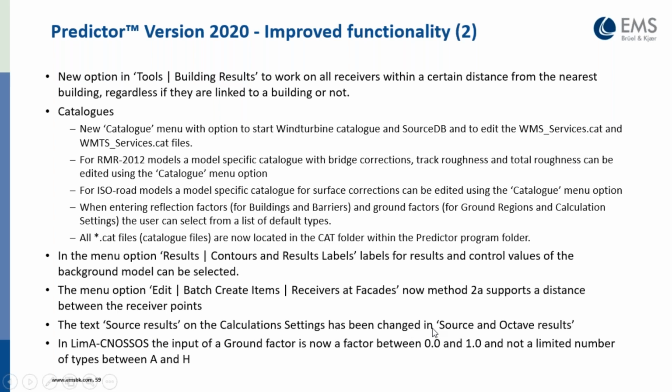Text source results on the calculation settings have been changed in source and octave results. It was not always clear to people. And we have now changed the input of a ground factor in the LimA CNOSSOS model. You can now type in a factor between 0.0 and 1.0 and not a letter between A and H. The letters A until H were given in the CNOSSOS method, but that's only a limited list. So now you can actually do more types of ground areas.